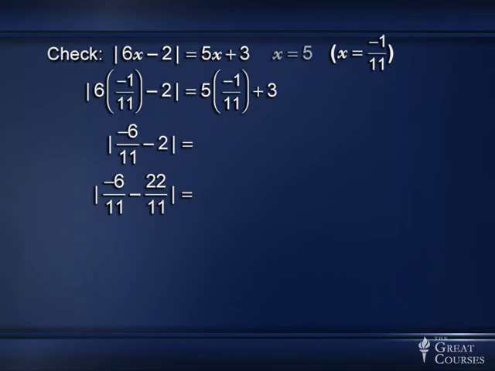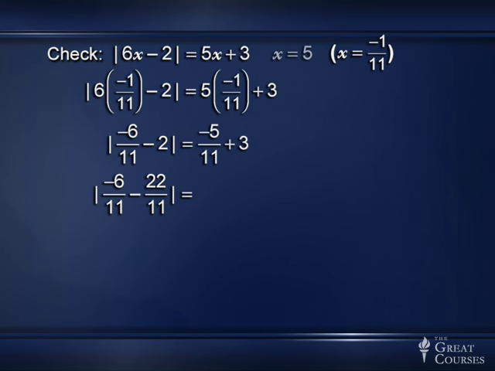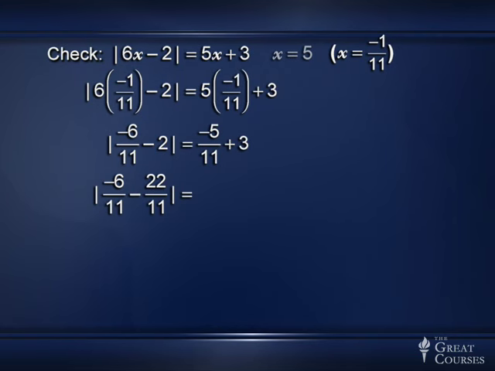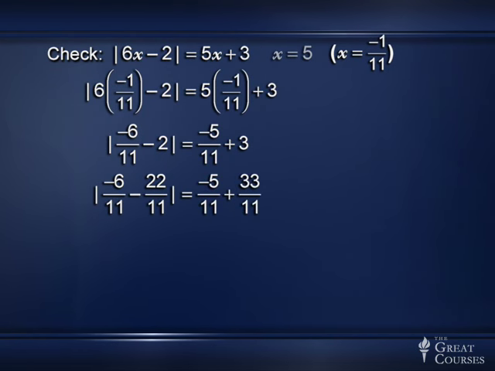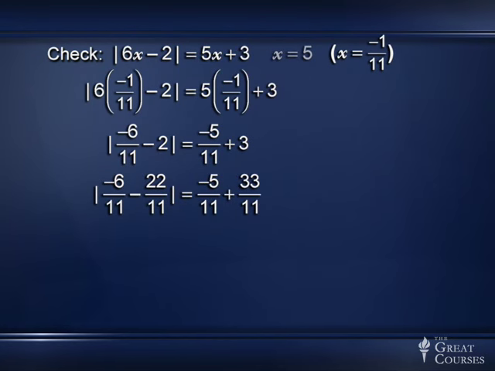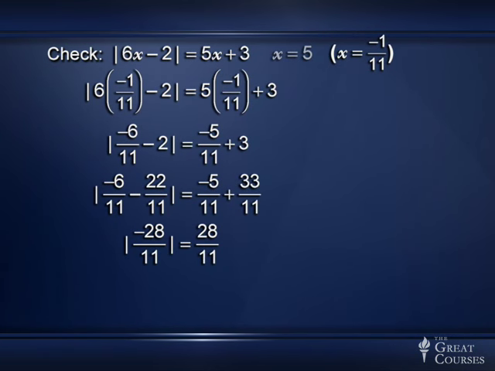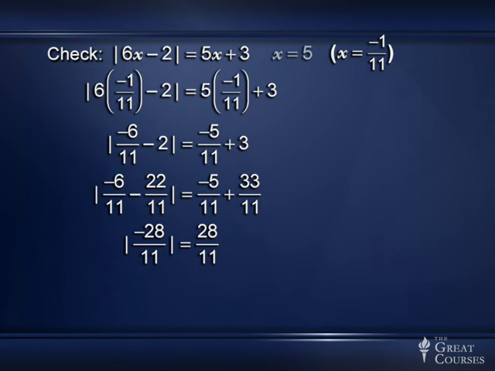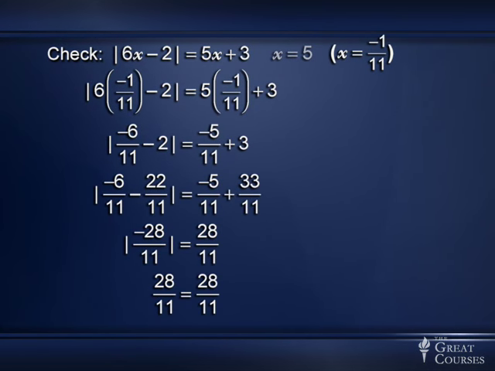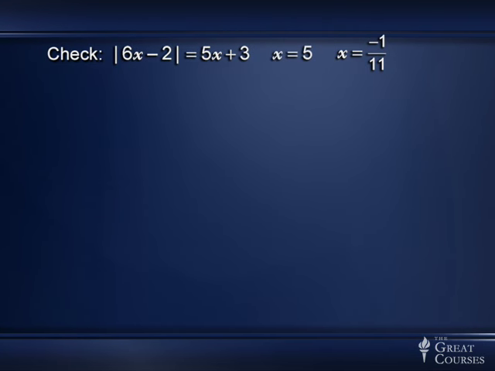And now if I look at my right-hand side for just a second, I've got negative 5 over 11 plus 3. Again, getting a common denominator is going to give me negative 5 over 11 plus 33 over 11. Now, if I simplify both sides of that equation for just a moment, the left-hand side becomes absolute value of negative 28 over 11, and the right-hand side becomes 28 over 11, and both of those sides are just equal to 28 over 11. That means that x equals negative 1 over 11 is also a solution. So both of those numbers really were solutions.